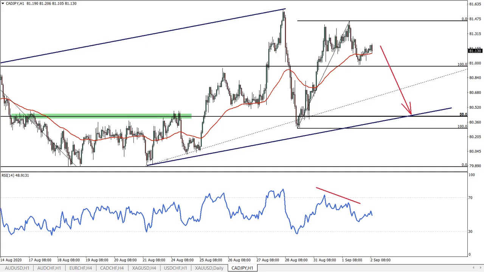Today I would like to present you Canadian dollar versus Japanese yen currency pair.